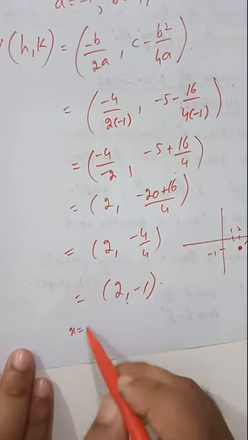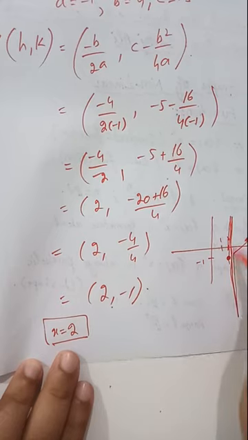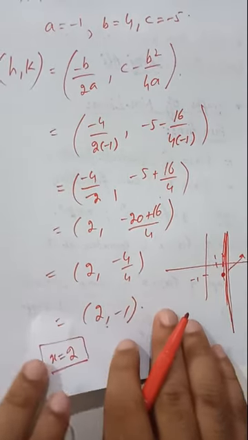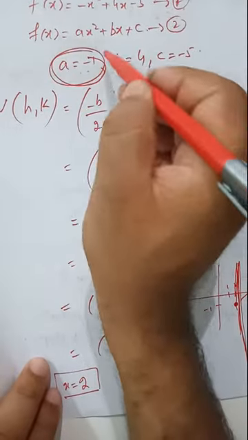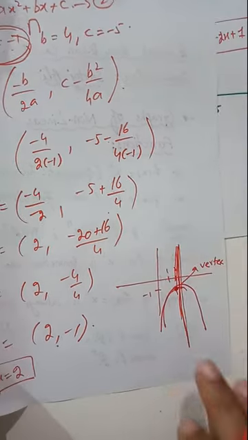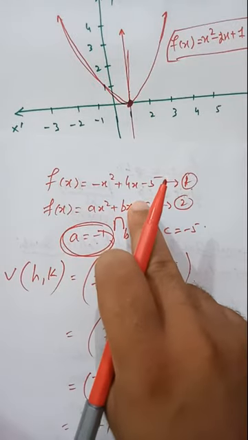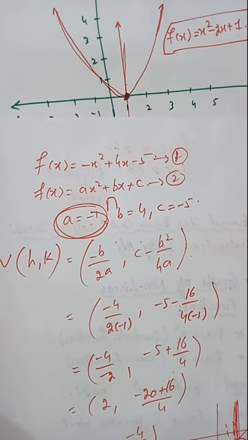X is equal to 2, a vertical line. This vertical line is the symmetry, and here the value of a is minus 1, negative. So the branches will be open downward, so that will be your branches. So this is the graph of this parabola. So this is example number 13, example 14, and example 12. Example number 12, 13, 14, all we discussed here. So this is the way to sketch the graph.